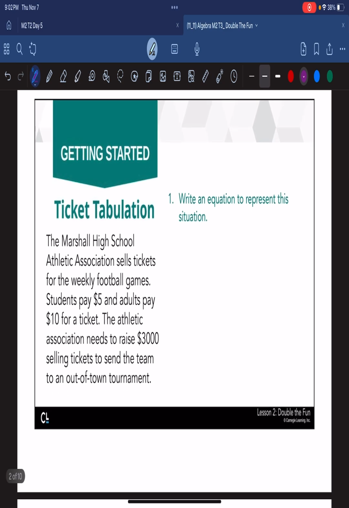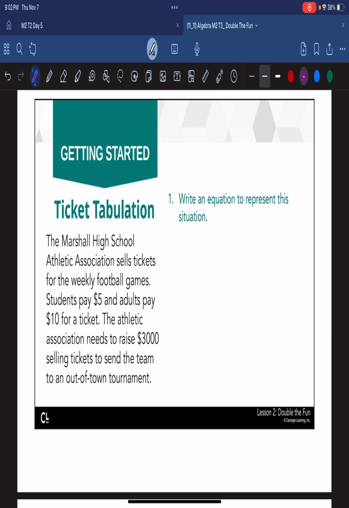To start us out, we have a situation called ticket tabulation. The Marshall High School Athletic Association sells tickets for the weekly football games. Students pay $5 and adults pay $10 for a ticket. The Athletic Association needs to raise $3,000 selling tickets to send the team to an out-of-town tournament. Number 1, they ask us to write an equation to represent the situation.